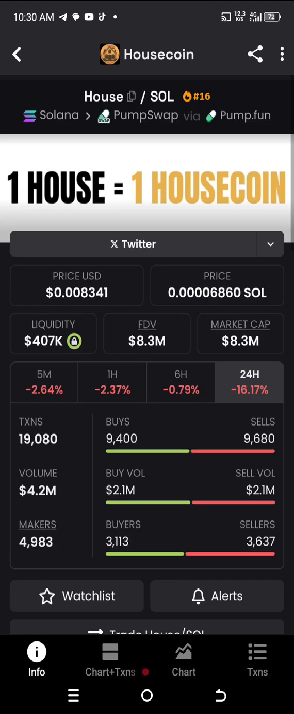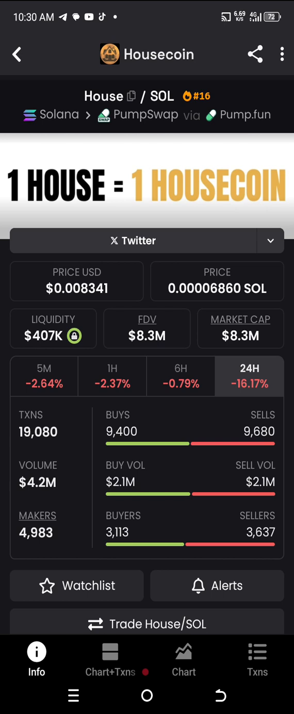I'm going to be showing you that in the next video, where I'm going to show you a token which I am currently observing, and it has been doing fantastically well. So don't miss that particular update.